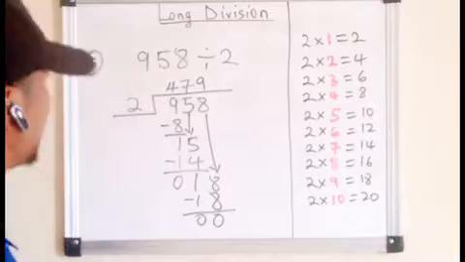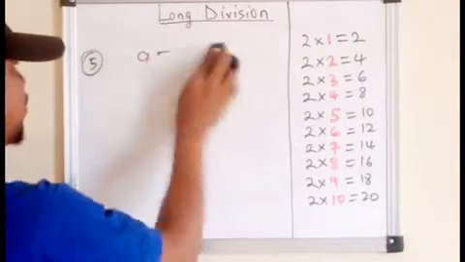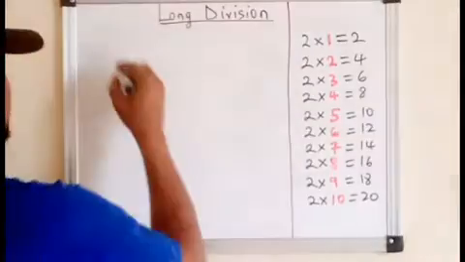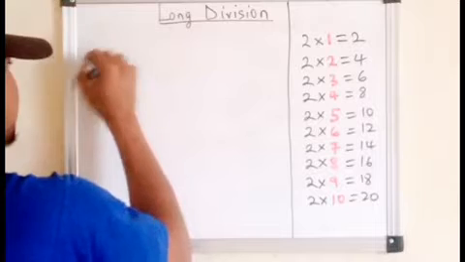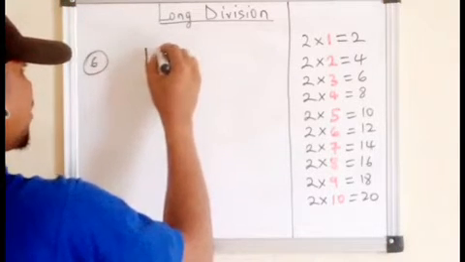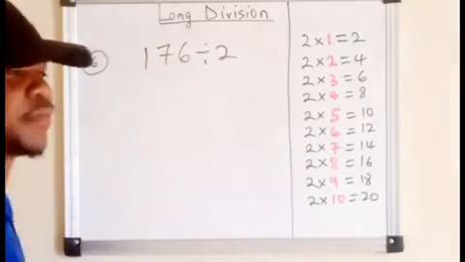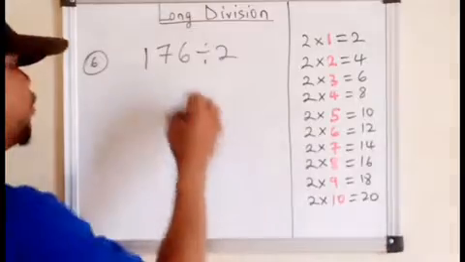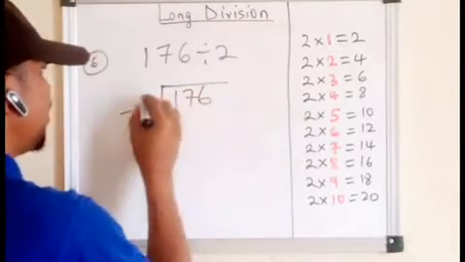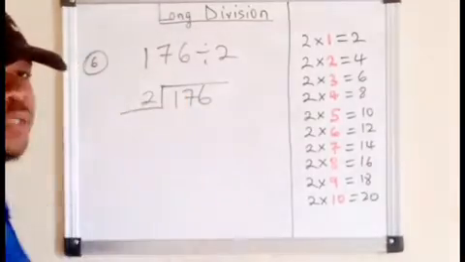So that's it. So let's see number 6. 176 divided by 2. We put our division symbol, 176 divided by 2. So first we are dividing 1, 2 divided by 1.